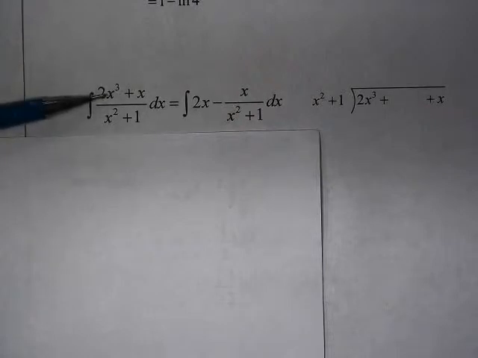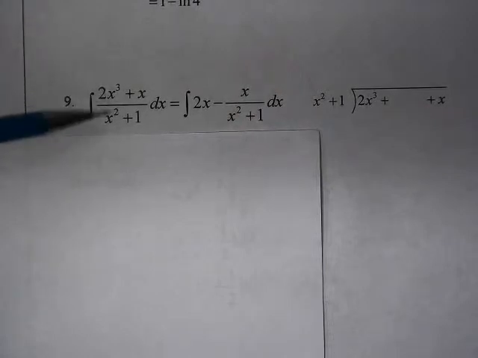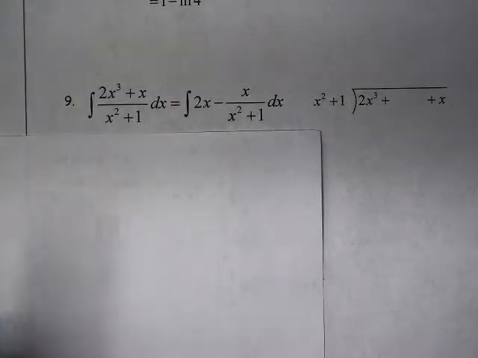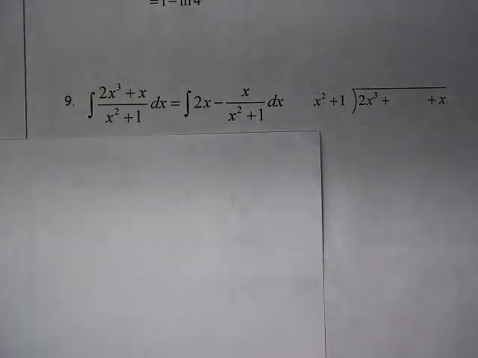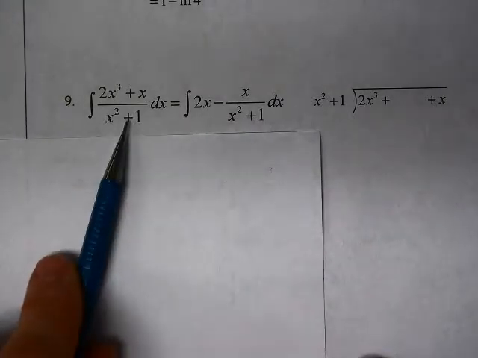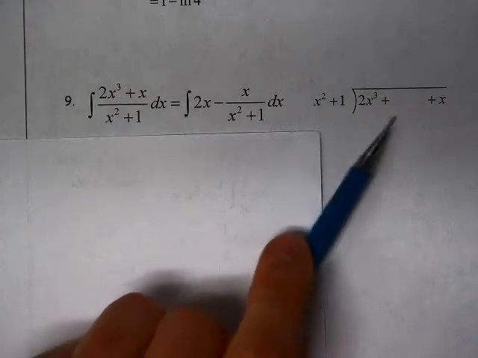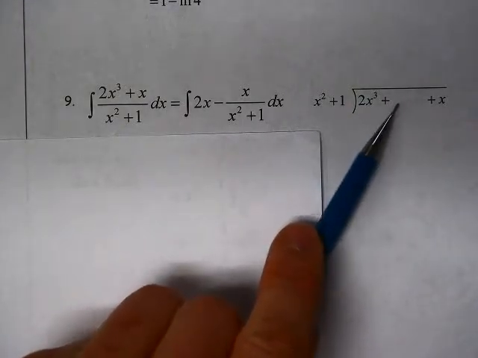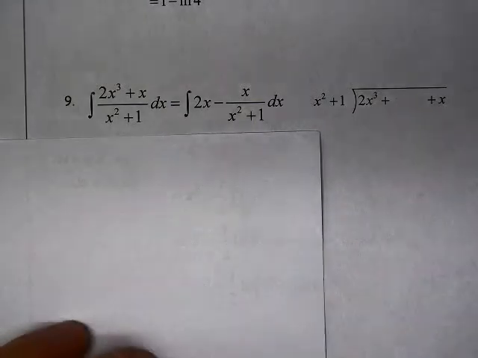The power of x is higher in the numerator than it is in the denominator. So my first step is going to be long division. I would encourage you to pause the video here and see if you can do this. This is the setup. You see that I've left an open space for the x squared term. You could also write 0x squared in here if you wanted to as a placeholder.